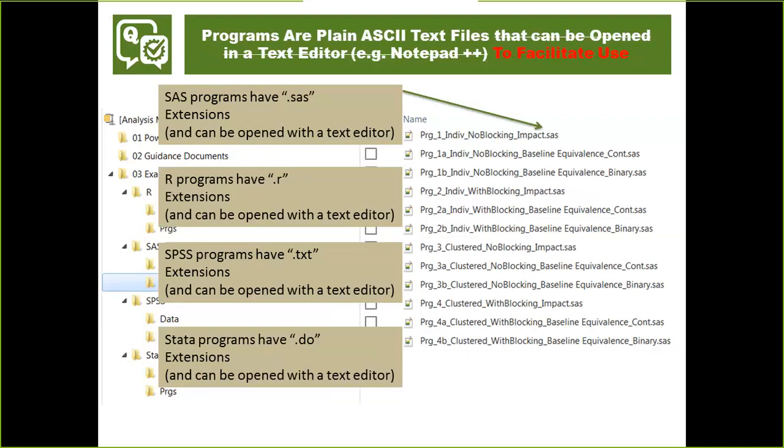In each of the programs, I have code for doing the analyses described in the guidance document. I've also cut and pasted some of the output from running the programs into the programs. The output's commented out so that it won't interfere with your running of the programs, but it's there so that you can compare code and output between the 4 statistical packages by looking at these commented pieces of output within each.